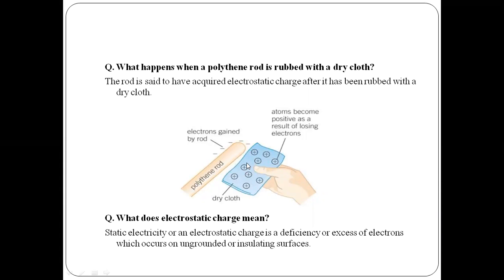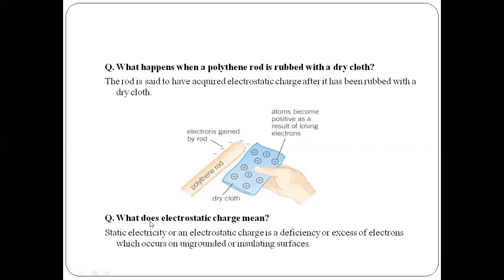What does it mean? Electrons are transferred, the surface electrons are transferred to this polythene rod. Thus, the polythene rod acquires what? Positivity. Electrons are gained by the rod, therefore, sorry, it becomes negative, not positive, because it gains more electrons. So look at that image. Electrons are gained, thus the polythene rod becomes negatively charged, whereas this dry cloth, due to the loss, look at here, its atoms become positive as a result of losing electrons.